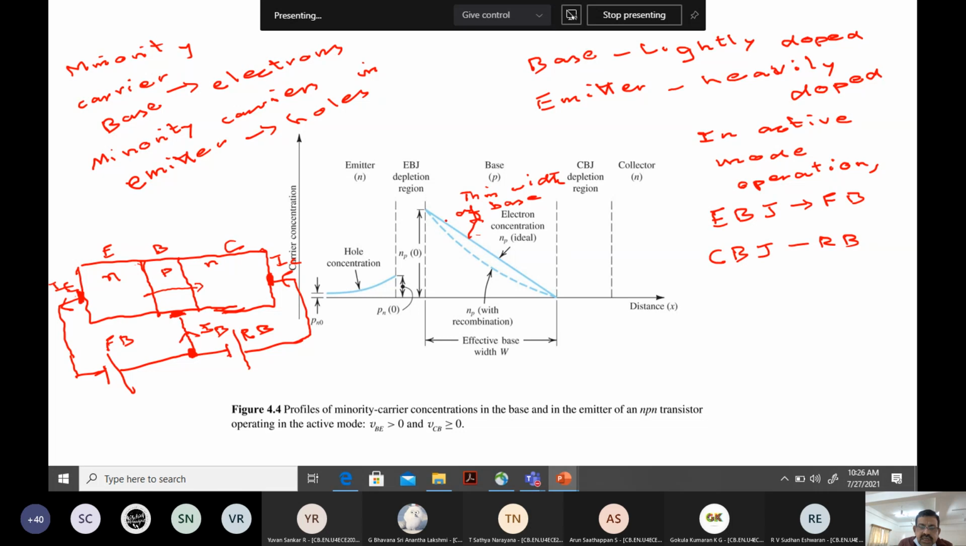Normally we expect some kind of an exponential decay, but as I told you, in an integrated chip, this base is typically of the order of nanometers. So we assume a linear profile over here. But practically, because there are some electrons which are recombining with the holes, which is the majority carrier in base, it won't be dropping in this fashion, rather it will take a concave shape like this. So that is shown as the dotted line.